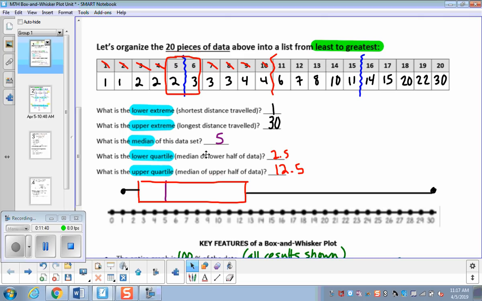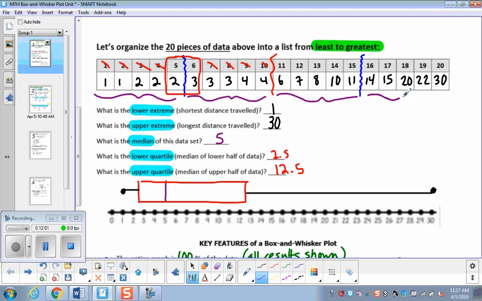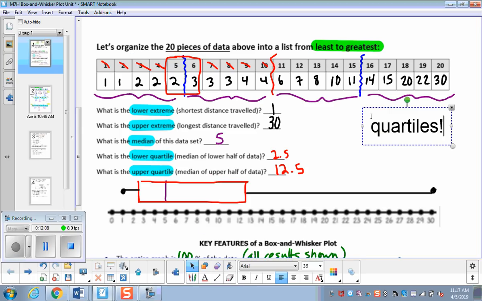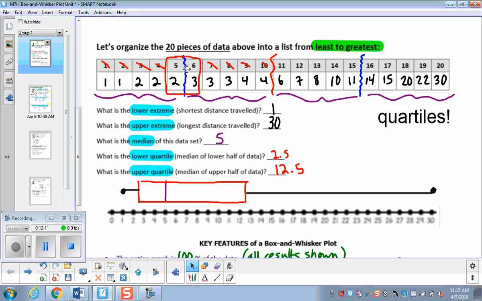Now let me talk to you guys about what you're looking at here. When we found the median, we cut the data in half, then we cut it in half again and in half again. So what we've essentially done up here, y'all, is we've put the data into 1, 2, 3, 4 different sections. Each of these sections are called quartiles. We broke the data up into 4 different sections, and they're quartiles.